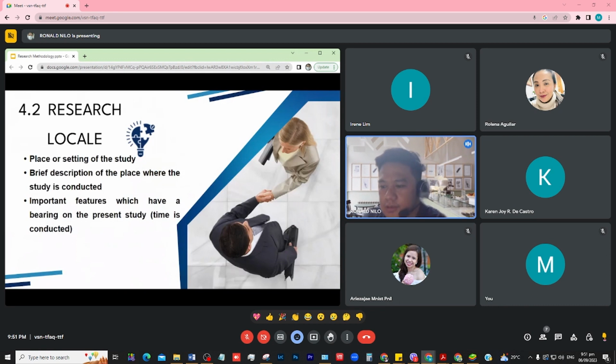To continue, research locale. This discusses the place or setting of the study or investigation. It describes in brief the place where the study is conducted or being studied. We also include some important features which have a bearing on the present time. The research locale is vital in this process because you need to make a decision on what specific subject you are researching, and in what location you are going to be conducting the research.